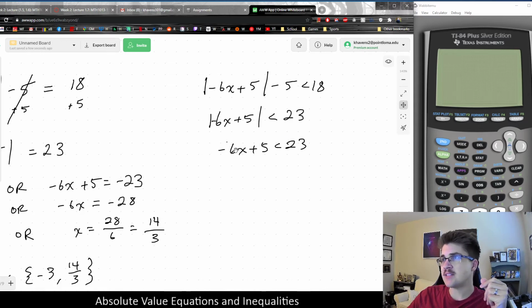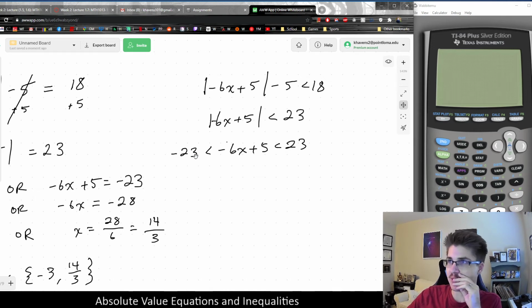But basically, as long as this ends up being less than 23 and greater than negative 23, technically it's an "and," as I discussed with compound inequalities, it has to satisfy both, if you're trying to split it into two separate statements. But I prefer to not split it just because I think it's easier to solve it this way.